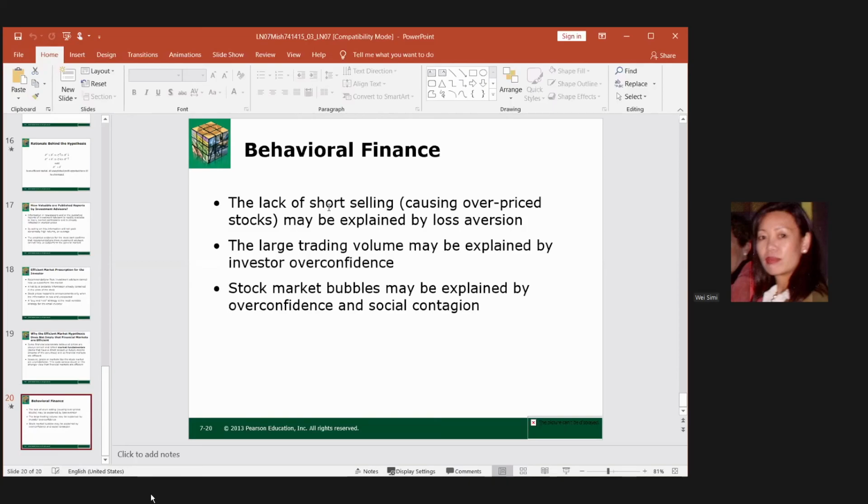So stock market bubbles may be explained by overconfidence and social contagion, okay? I want to tell you a story. If you read about 1929, that's a financial crisis, okay? And this gentleman was a trader. In 1929, at that moment, the stock market was very high and hot, and a lot of people were trading. I think his name is Jesse Livermore. He was a big short selling trader by then, and he made a lot of money from shorting the market.